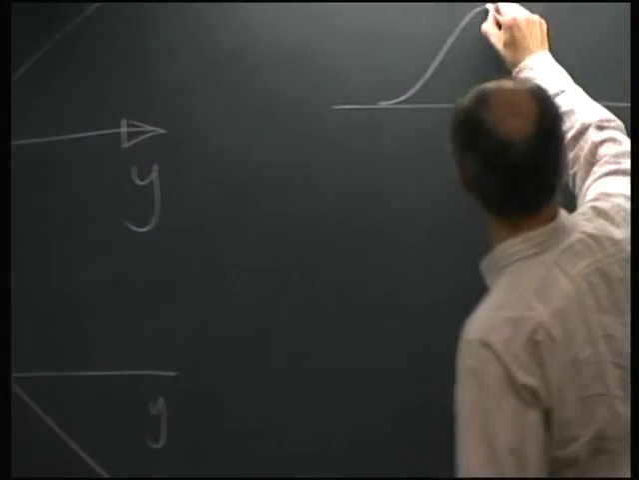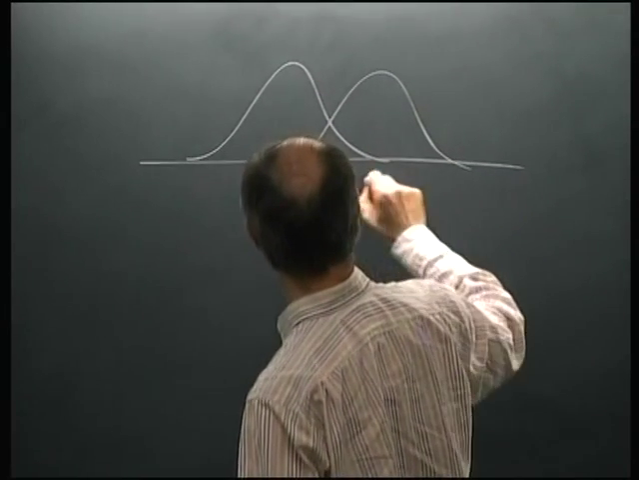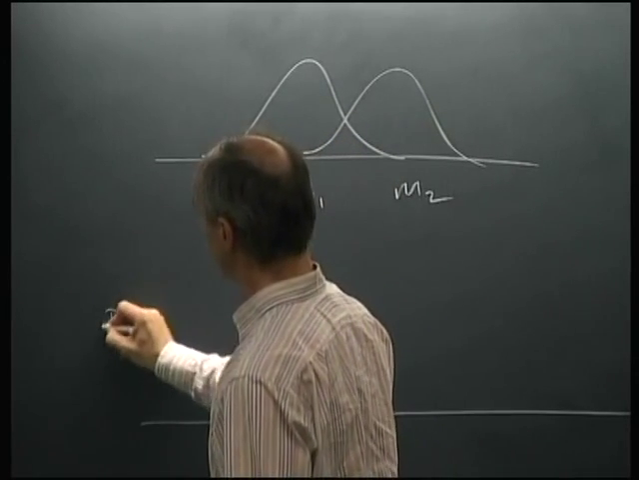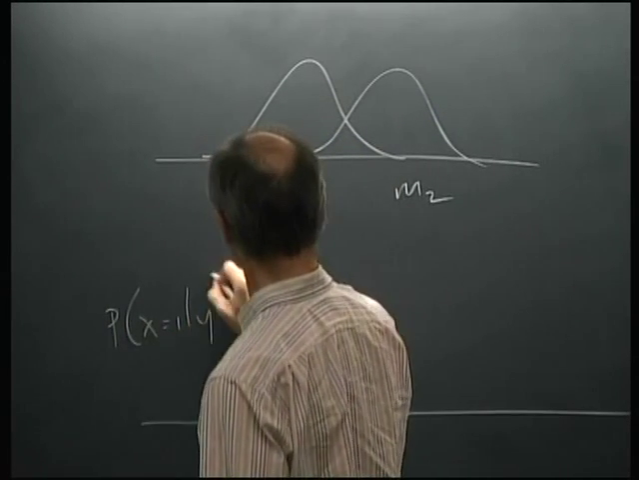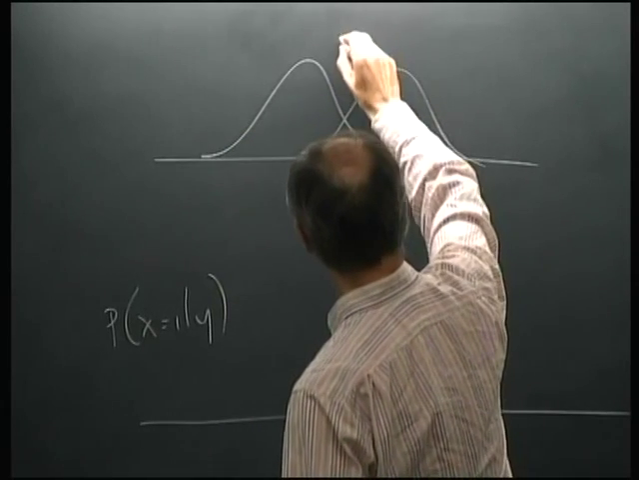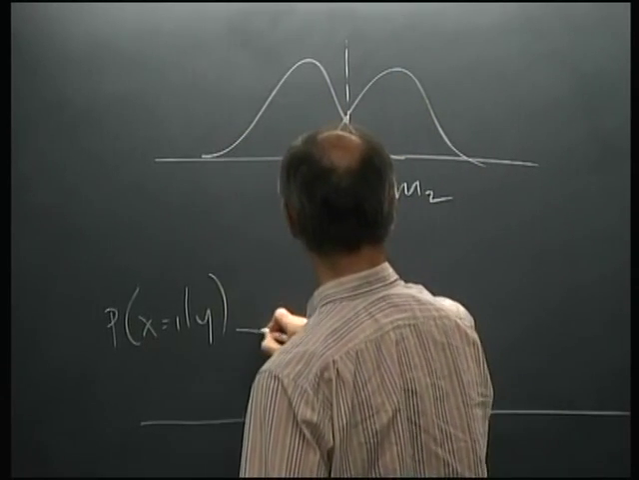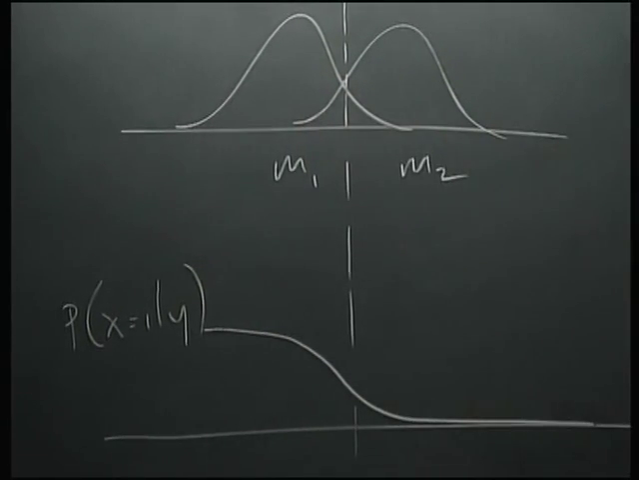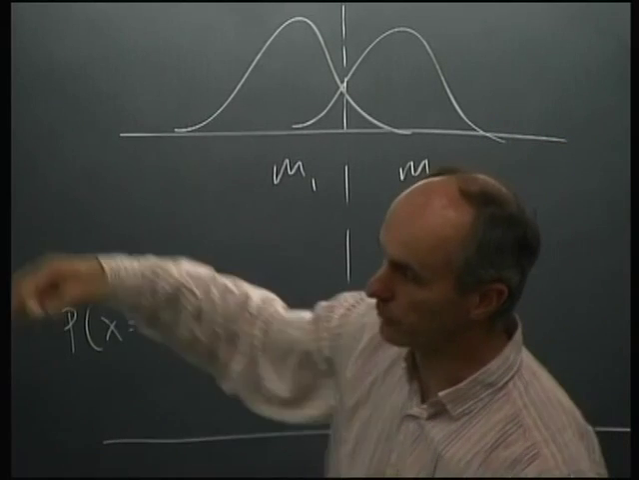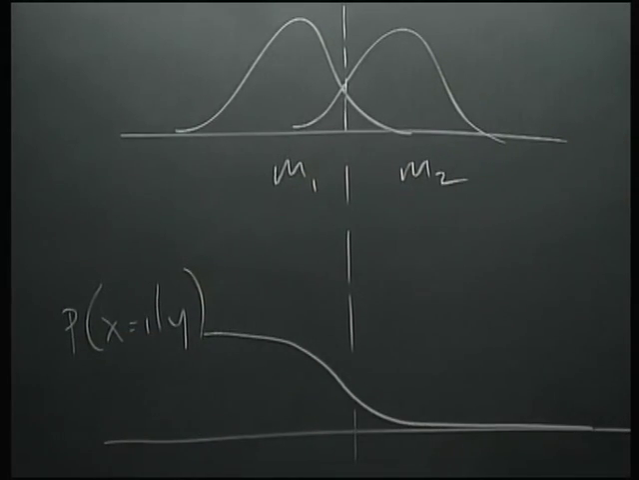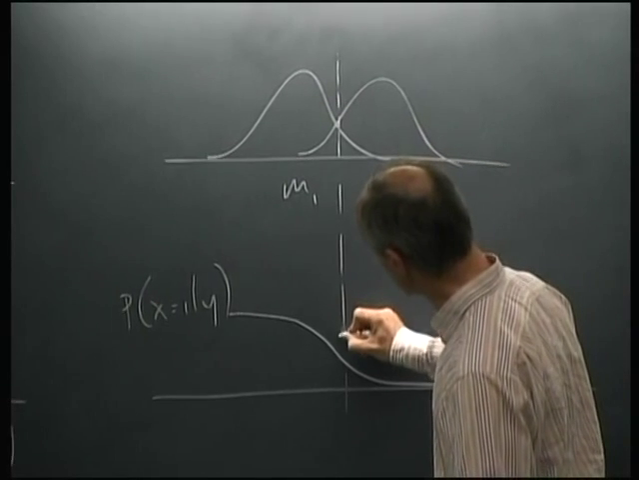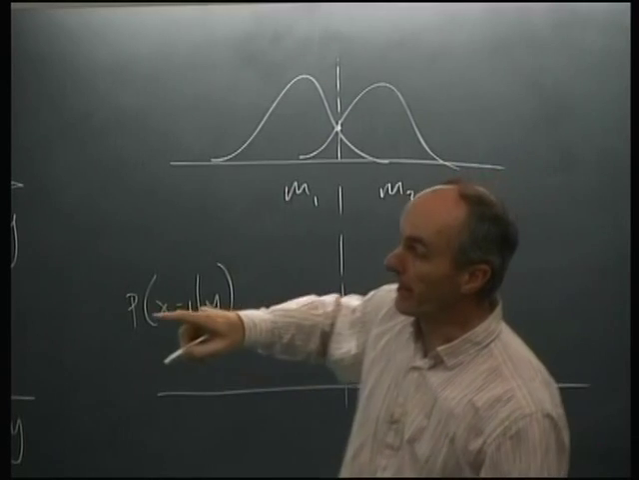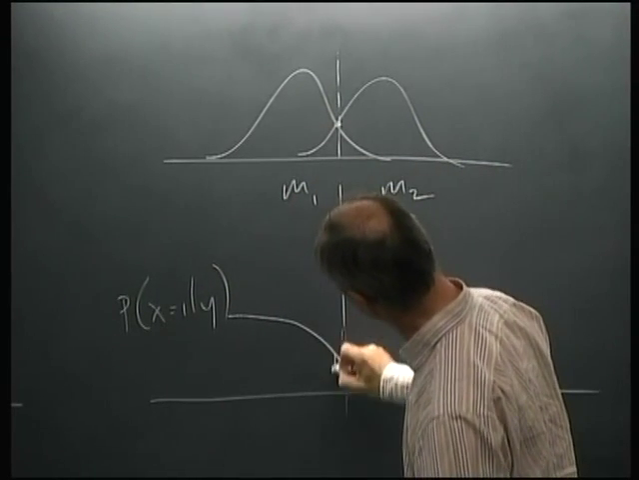So just redrawing these two humps. The posterior probability that x is 1 given y looks something like this. Something like that. That's what you get when you put a straight line through the 1 over 1 plus e to the minus blah function. And this is the place where the two probability densities are equal. And I've offset this a little bit so that 50-50 is here.